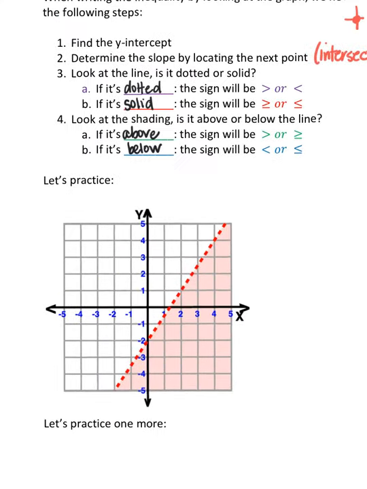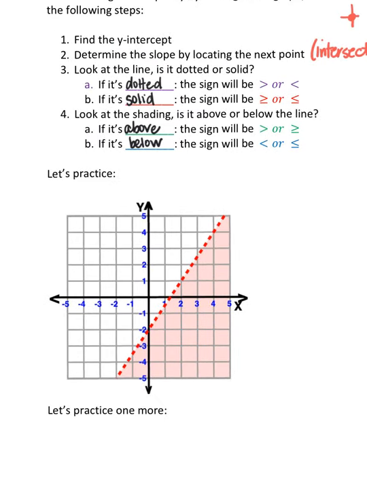All right, so again, I'm going to keep my directions up here. The first step says to find the y-intercept. That is where the line crosses the y-axis. In this case, my y-intercept is right here at -2. So I'm going to put my b equals -2, because remember, in my formula, y equals mx plus b, b is my y-intercept.